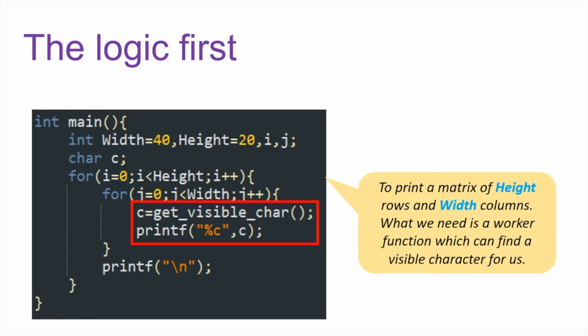The simple logic to do is that we can declare the width and height of that square and use them as the number of rows and number of columns. So by using these two loops embedded together, every time we can print out one character which is visible there. In that case, we will have a square.